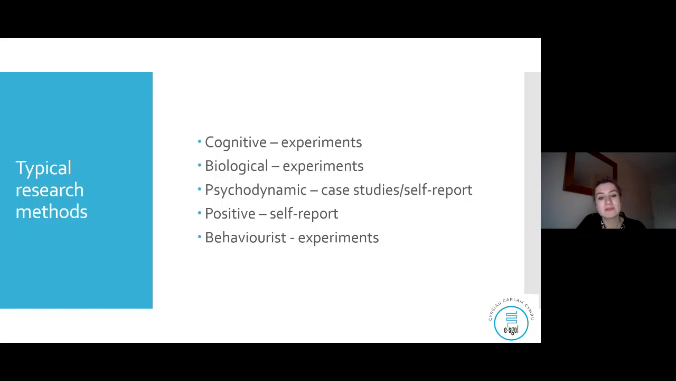That's the same within the positive approach. Your idea of subjective well-being and your views of happiness, they are all done via a self-report. It's a questionnaire, isn't it? They use that. How satisfied are you with life? Not very, or yes, I am. It's all self-report method. And what you should be thinking is it's open to demand characteristics. It's open to social desirability, which makes it less scientific.